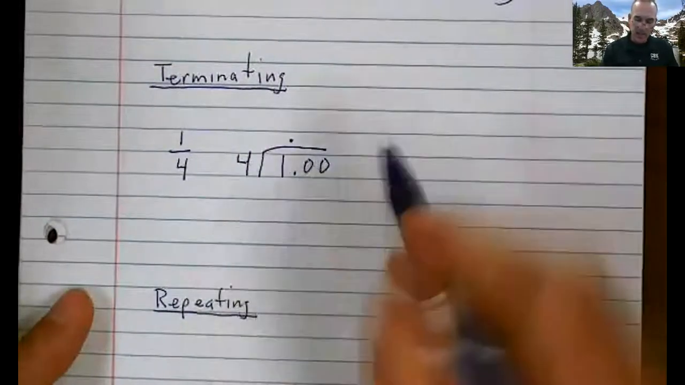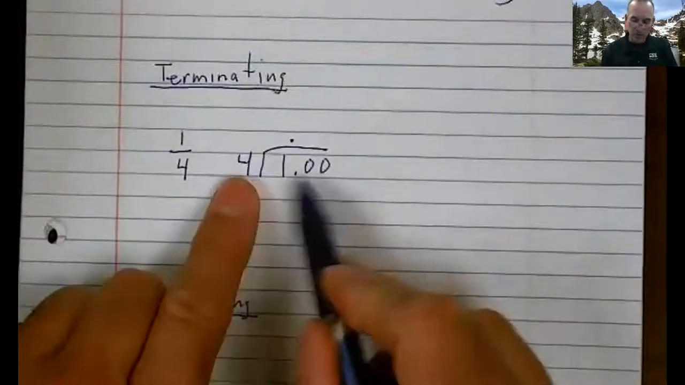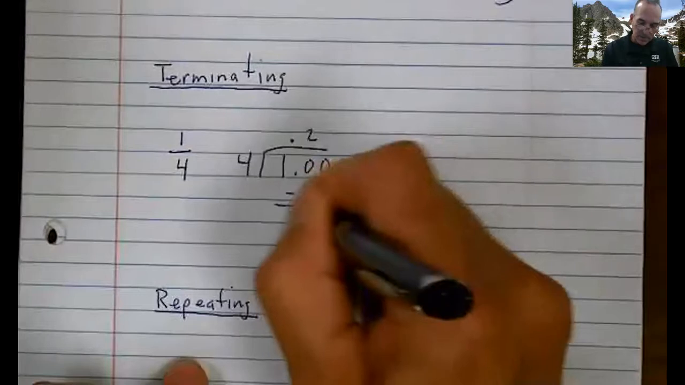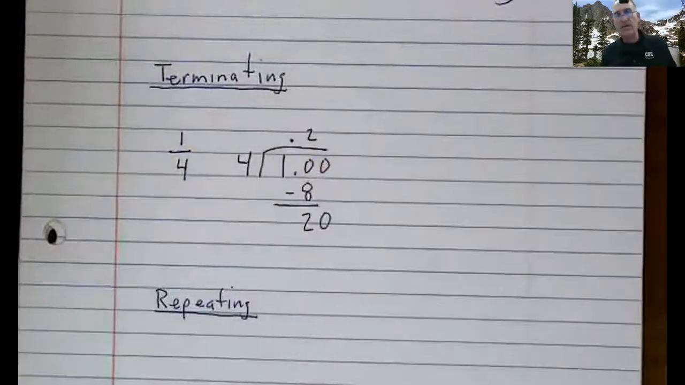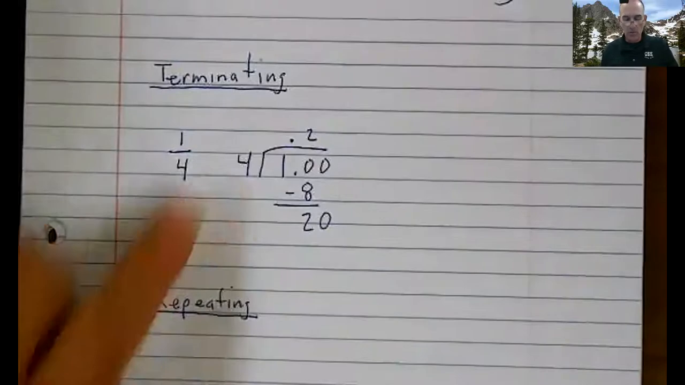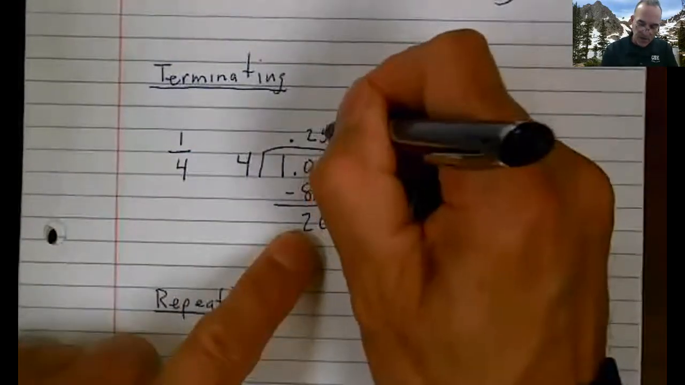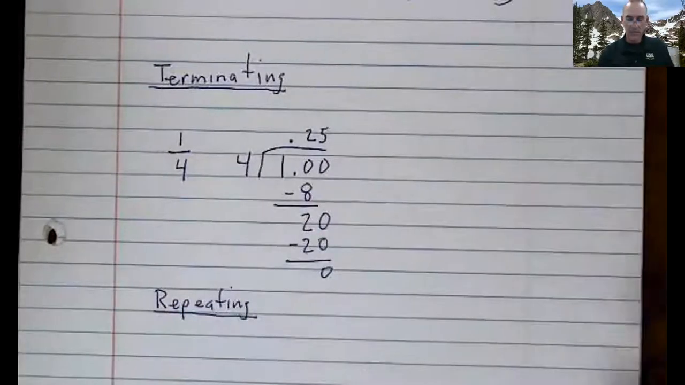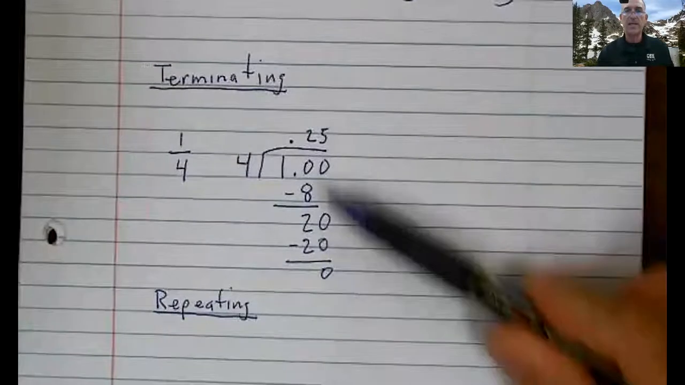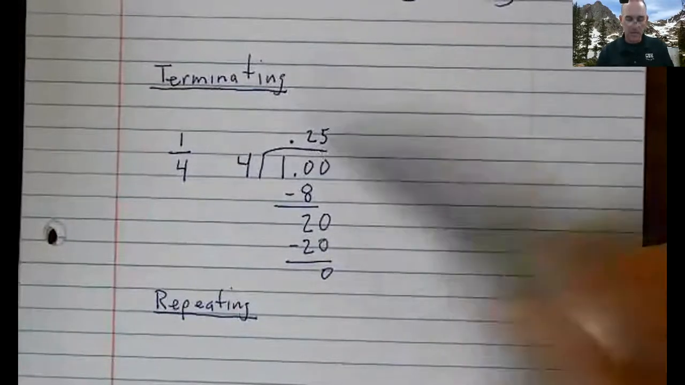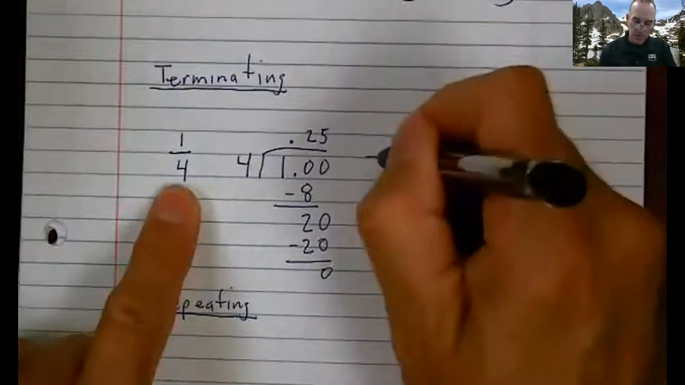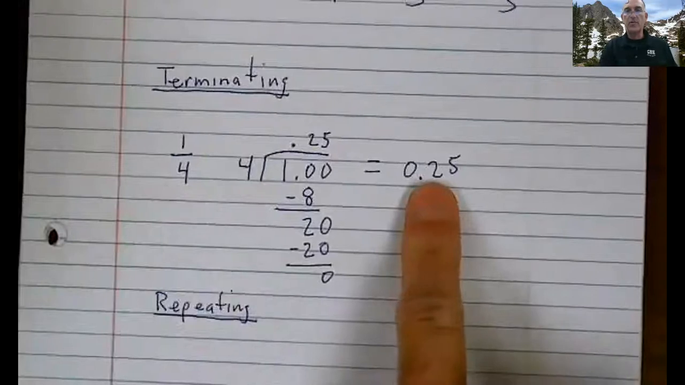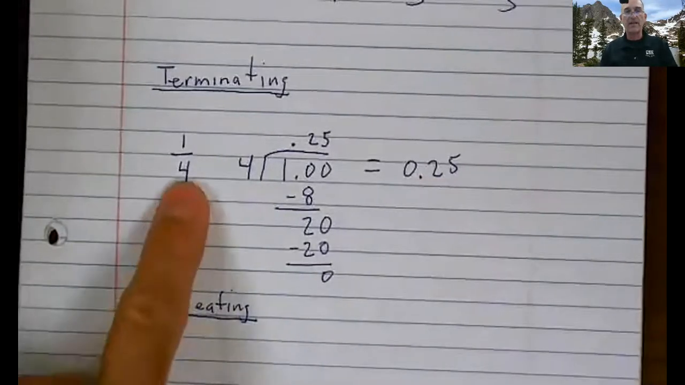4 goes into 10 twice. 2 times 4 is 8. I'm going to subtract. Bring down my 0, correct? 4 goes into 20 5 times because I know my math facts, correct? Notice it ended with 0. It terminated. It ended. So this is a terminating decimal. 1/4 equals 0.25. That is a terminating decimal from that fraction.